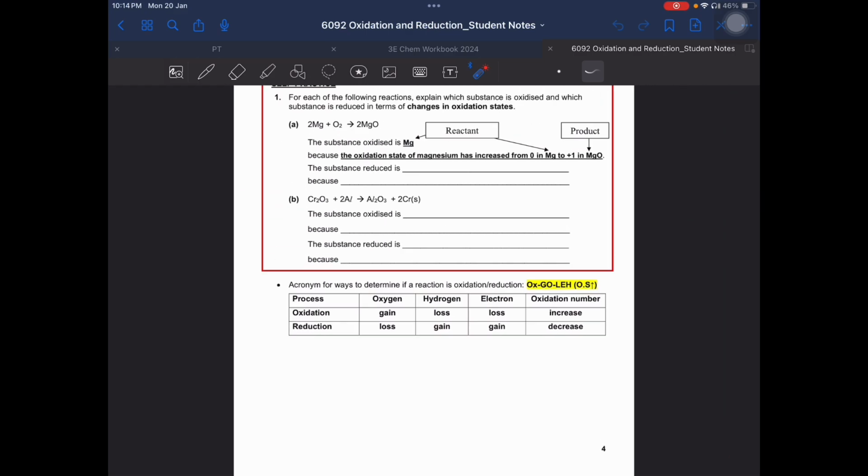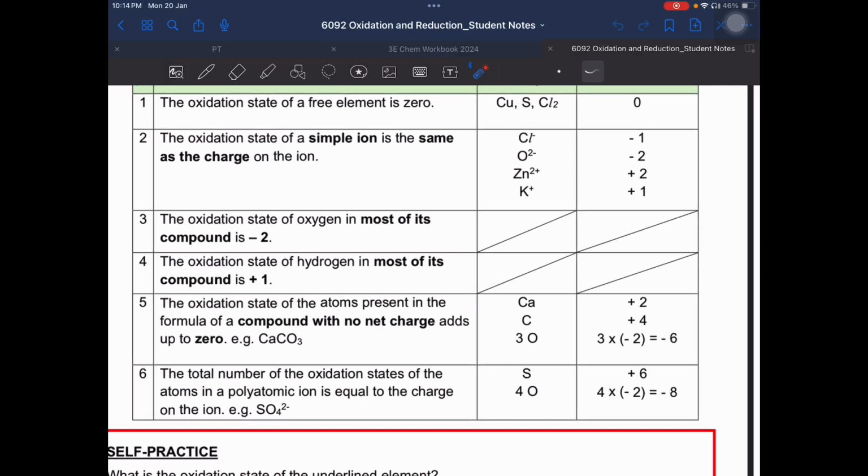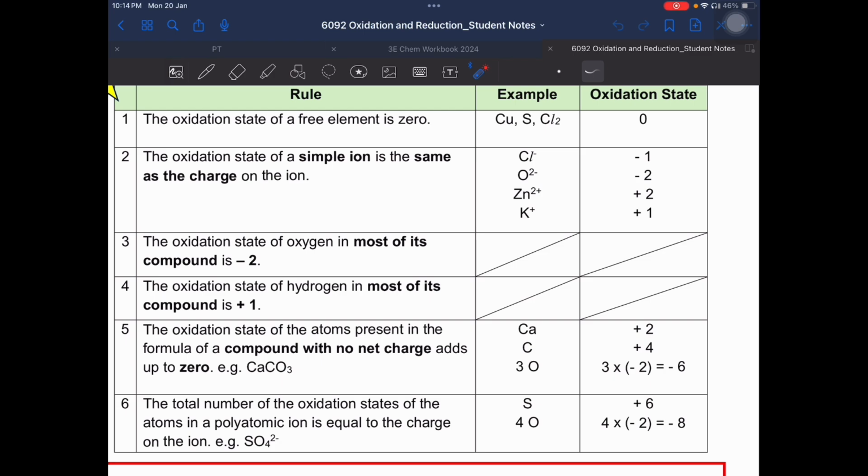In the previous video, we also mentioned that for oxidation state, there are a couple of rules that are very important to take note of. For instance, the oxidation state of a free element is 0. Likewise, for an ion, it's the charge of the ion. In most compounds, the oxidation state of oxygen is -2, and the OS of hydrogen is +1. If a compound has no net charge, then all the oxidation states should add up to 0. So these are rules to help us identify the oxidation state in a faster manner.